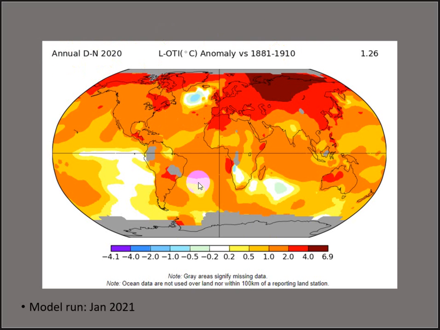And what's being mapped is the difference. So that's what anomaly is. It's the change. It's the difference in surface temperatures between this period of time and this period of time. The global average is an increase of 1.26 degrees Celsius. Gray areas are areas of missing data.